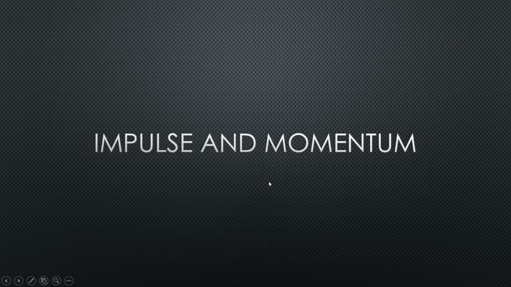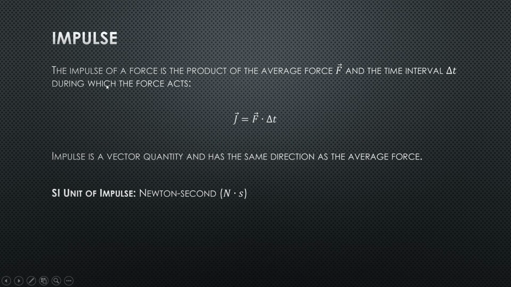These ideas will be used with Newton's second law of motion to produce an important result known as the impulse-momentum theorem. So, the definition of impulse: the impulse of a force is the product of the average force, denoted as vector F, and the time interval, or change in time, during which the force acts. Impulse is equivalent to the product of average force and the time interval. So J vector is called the impulse of a force.